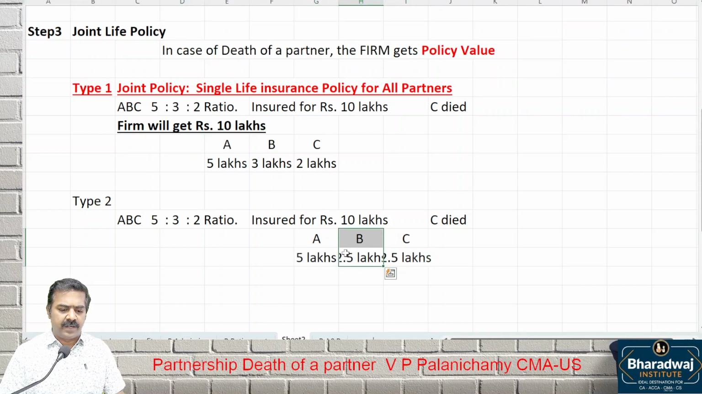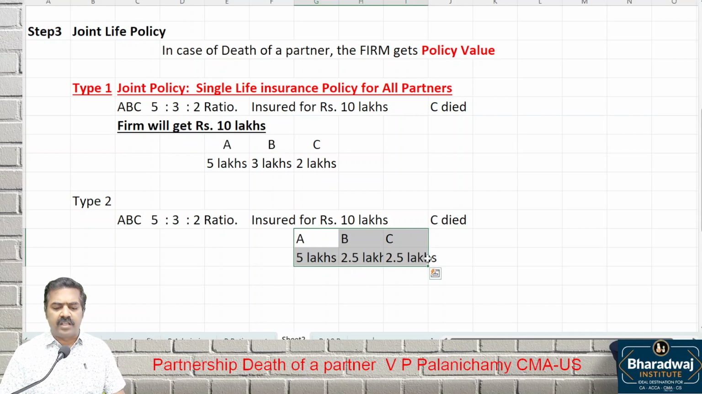What do you mean by several policy? The insurance is not taken on the joint life of all the partners. Each partner is insured for a different value. Now, if C dies, the firm will get what?